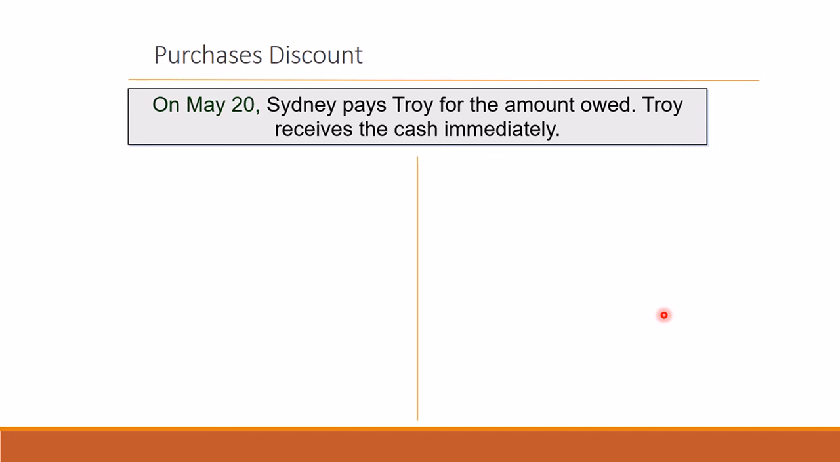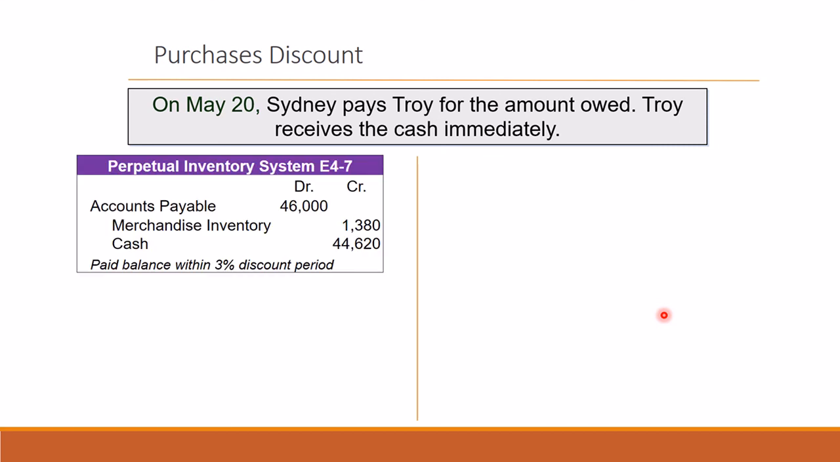First, in our perpetual inventory system on exercise 4.7, it's going to include a debit to accounts payable for the total amount due of $46,000. Going to move on to the credit to cash for now. Credit to cash of $44,620, which is the original amount less the discount. And last and not least, to balance out this entry, a credit to merchandise inventory for $1,380, which corresponds to the 3% discount.